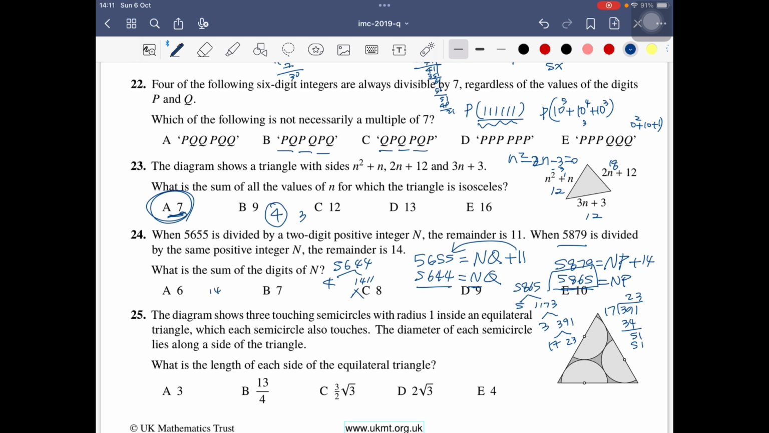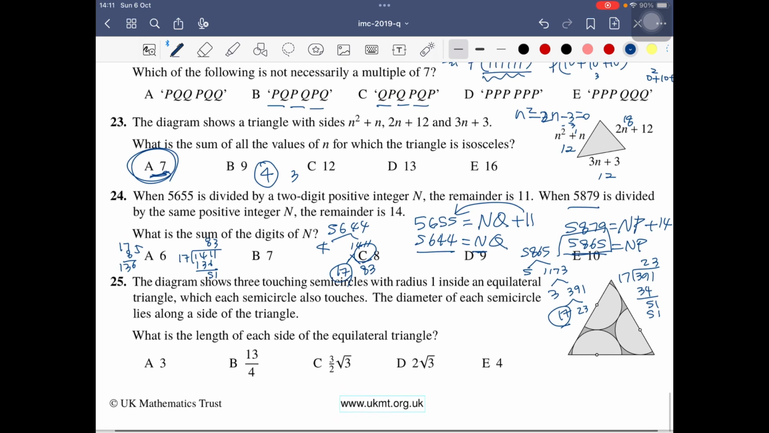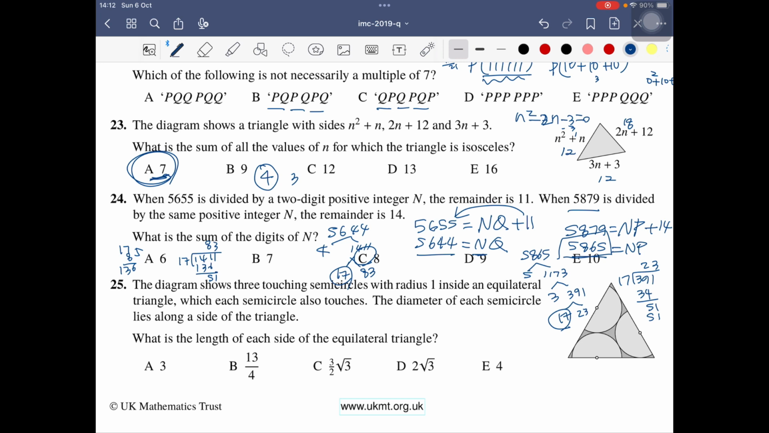Let's say 17. Okay, so this is 17 times 83. So both of them have 17, which is a common factor, and the sum of the digits is 8. So when it is one digit, it's easy, but like this 2-digit, we need to go through it.